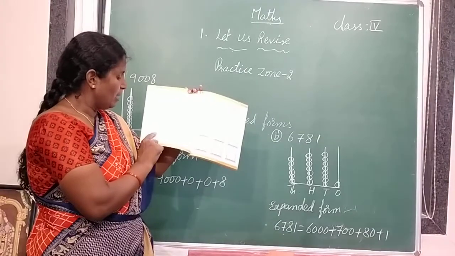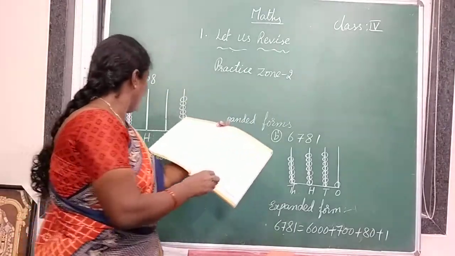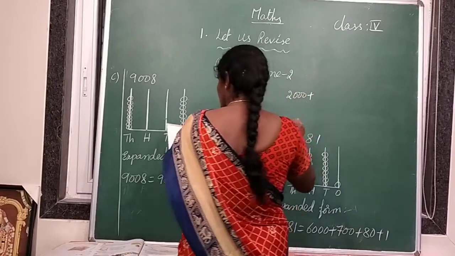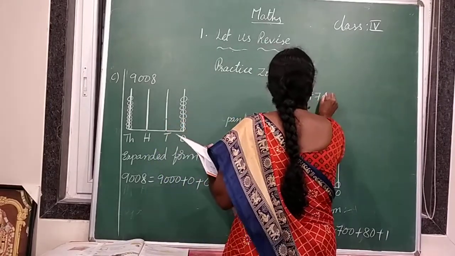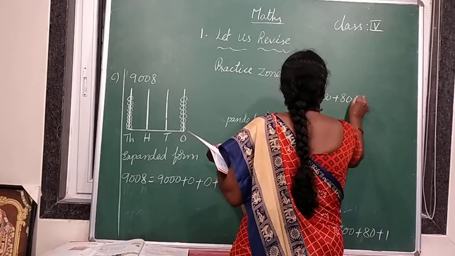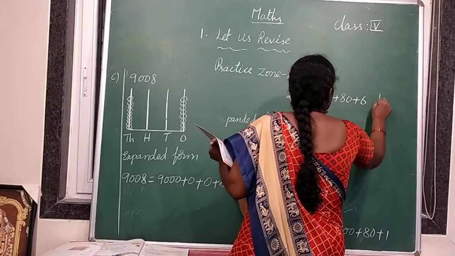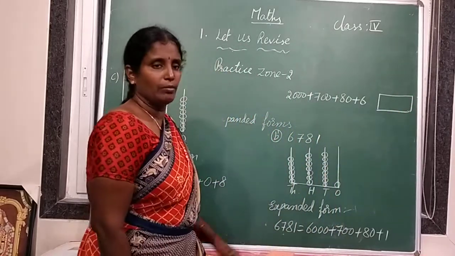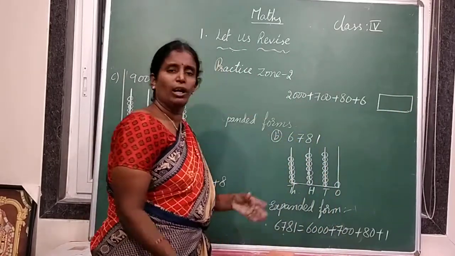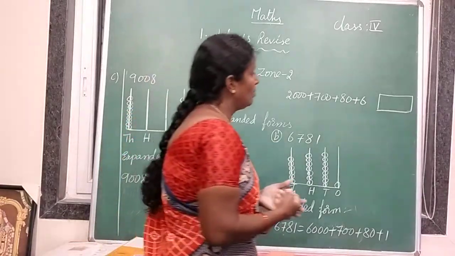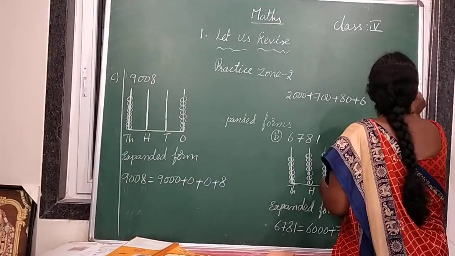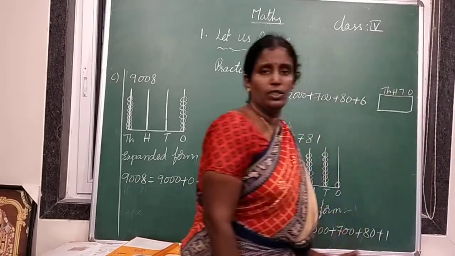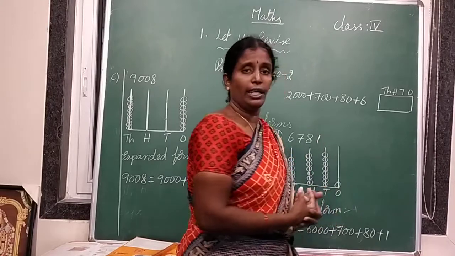We have not taught any sum in this model now, so I will explain one sum. 2000 plus 700 plus 80 plus 6. So this is the expanded form. You have to write the standard form for that. To write the standard form, as you wish, you can write either with place values or without writing place values. You can write ones, tens, hundreds, thousands. If you want to write place values, you can write. Otherwise, you can write directly.